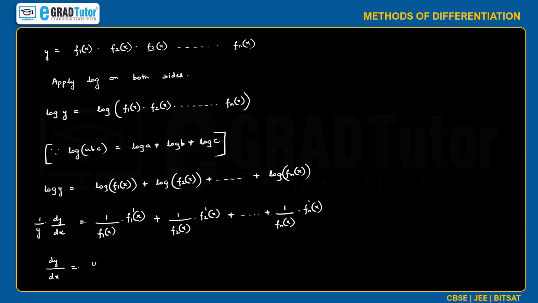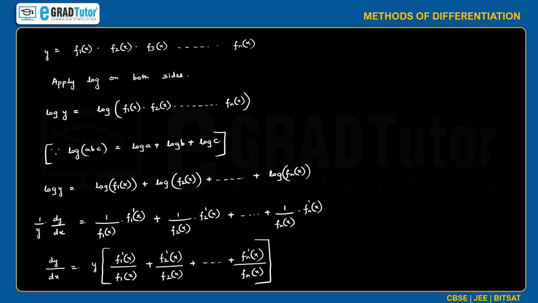Okay, so now you take y to the other side. dy by dx is equal to y times f1 dash of x by f1 of x plus f2 dash of x by f2 of x plus so on plus fn dash of x by fn of x.